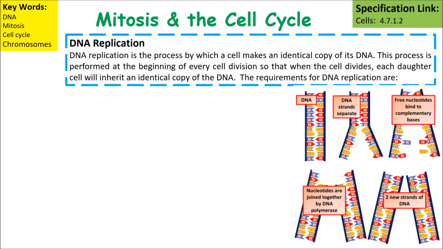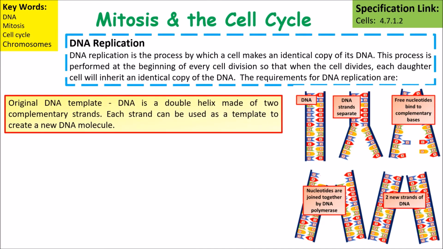The first part that we need to consider when we're thinking about mitosis is DNA replication. DNA replication is the process by which a cell makes an identical copy of its DNA. This process is performed at the beginning of cell division so that when the cell divides, each daughter cell will inherit an identical copy of the DNA. The requirements for DNA replication are the original DNA template. DNA is a double helix made of two complementary strands. Each strand can be used as a template to create a new DNA molecule.